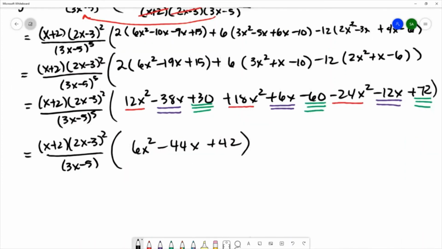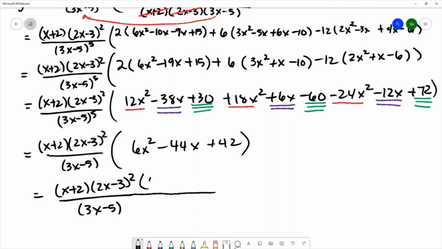And then I could write this as x plus 2 times 2x minus 3 squared over 3x minus 5 to the 5th, times 6x squared minus 44x plus 42. Now go ahead and stop there, even though I can see a little bit more. These are all even, so you could factor out something there as well.